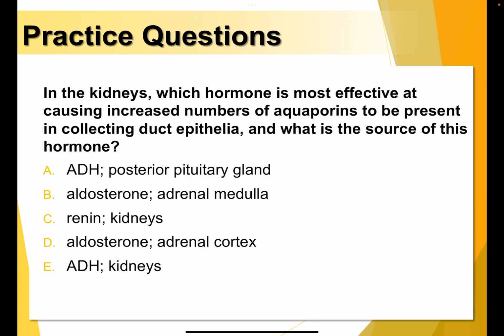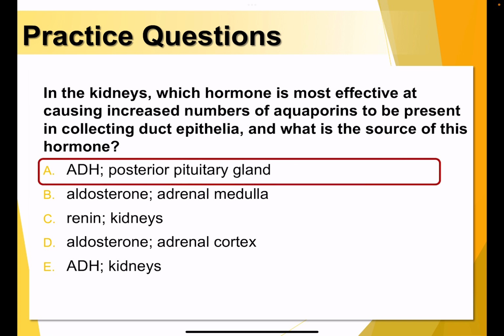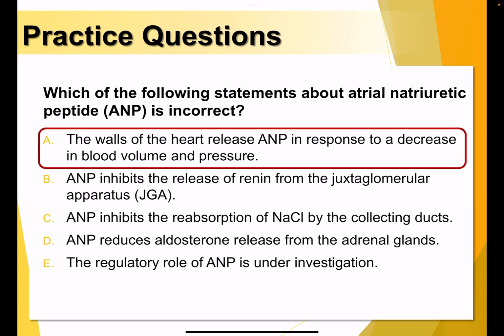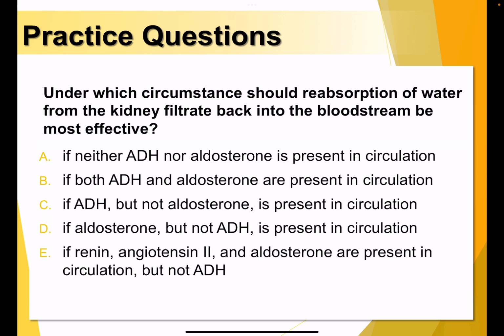In the kidneys, which hormone is most effective at causing an increased number of aquaporins to be present in the collecting duct, and what is the source of this hormone? We talked about this at the end and also before in the middle. ADH, posterior pituitary gland. Which of the following statements about ANP is incorrect? Something false about ANP. A, because the wall of the heart releases ANP in response not to low blood pressure and low blood volume. It is released in response to an increase in blood volume and pressure. The ADH or RAS pathway is for a decrease in blood pressure.